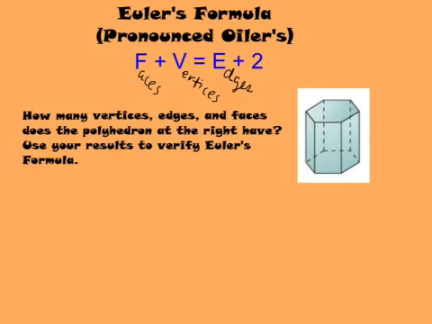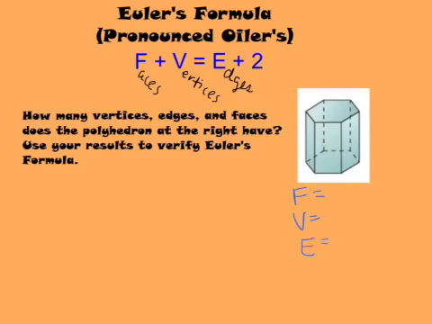So I'm going to go through, just like in that last example we did, I'm going to look at this picture and see how many vertices, edges, and faces I have, but then I'm going to plug it into Euler's formula and see if it actually works. So I've got faces, vertices, and edges. It doesn't really matter what order you go in.